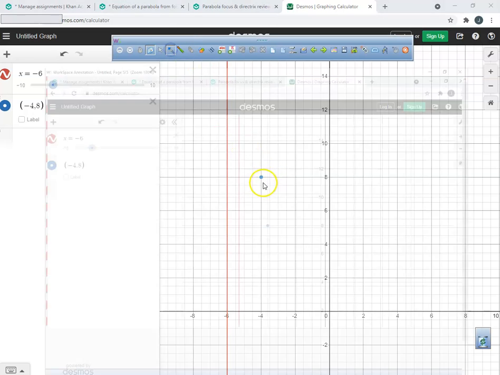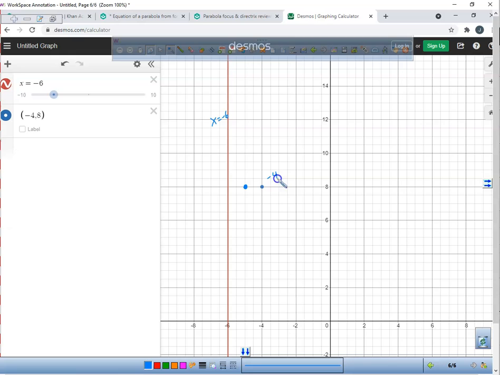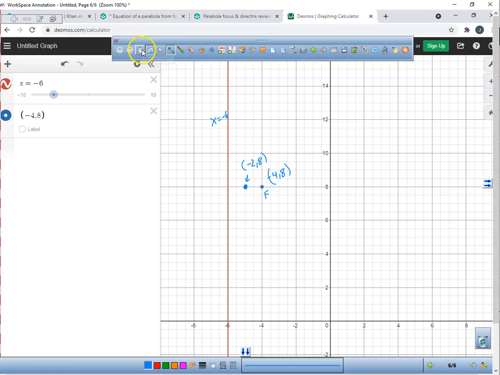Now, I want you to understand our vertex is going to go right here. That's where our vertex will be for our parabola. If the directrix is at x equals -6 and our focus is at -4, 8, I already know my vertex right here will be at -5, 8 because the distance between the focus and this directrix, these distances are the same. I'm going to use that information, and you'll see when I type in my equation, it's going to go straight through this vertex.